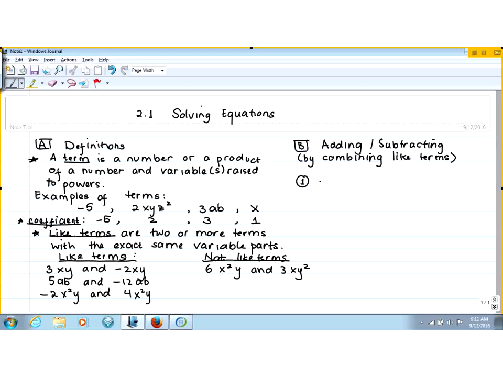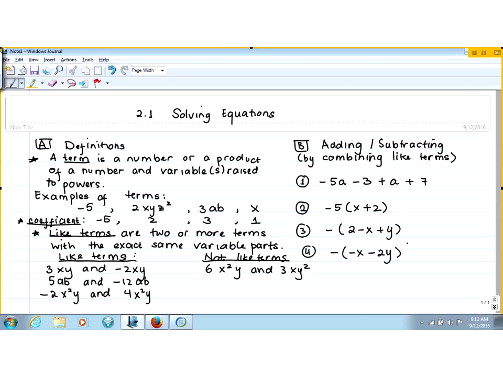So number one, what about if I have negative 5a minus 3 plus a plus 7? Number two, what about if I have negative 5 times x plus 2? And what about if we have negative 2 minus x plus y? So I have a negative in the front. Number four, what about if I have negative of negative x minus 2y? These are all pretty simple, and it just makes you remember, if you have negative, what do you have to do? Yeah, distribute.